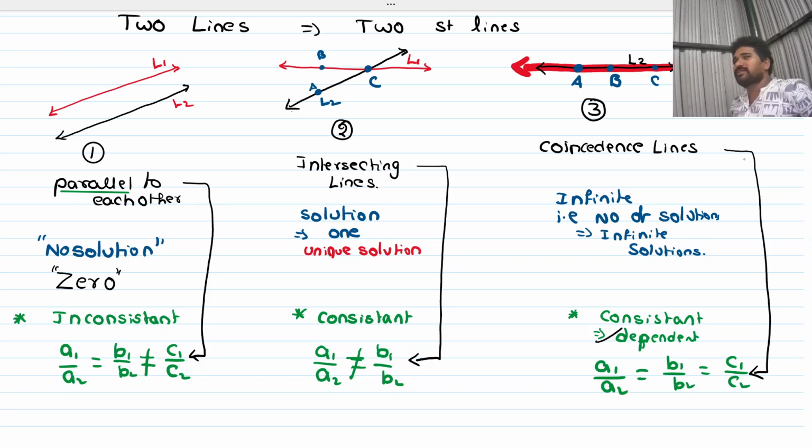For what is it? Parallel. Or else what else can they ask? No solution. Parallel. Inconsistent. Whatever they ask, what is the weapon I will use? A1 by A2 equal to B1 by B2 not equal to C1 by C2. Clear? Understood? Next question.